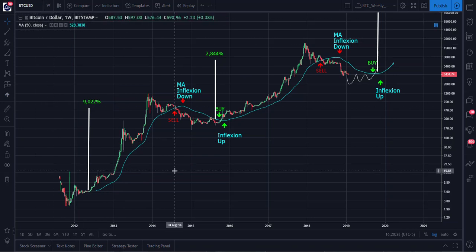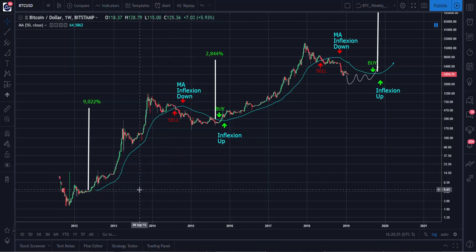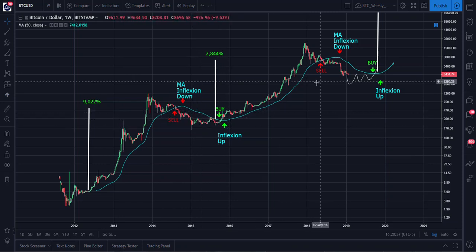weekly chart. If we have an inflection point of the 50-week moving average downwards, you can see how it was climbing and then it inflects and moves downwards. Same thing here, it was climbing and then it inflects downwards.